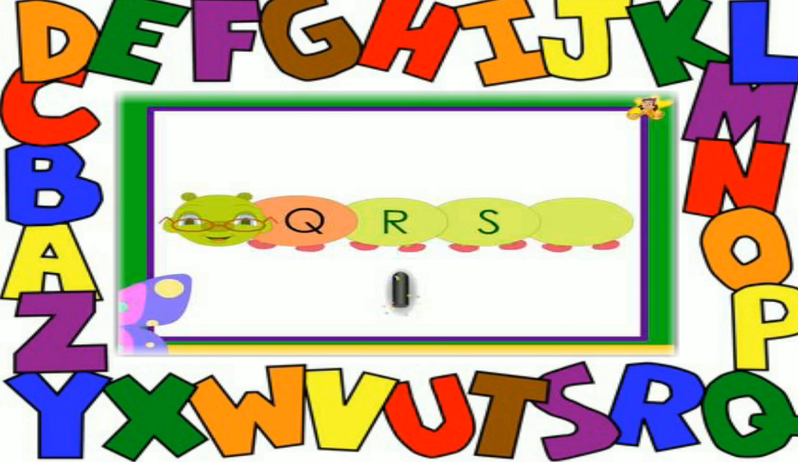So children, here we see a caterpillar. So here we see Q, then R, then S, then which letter comes after S? Yes, it's a T. So here we write T.